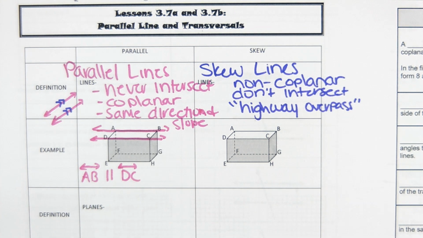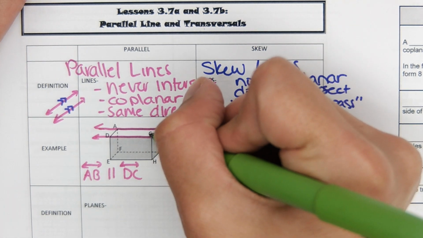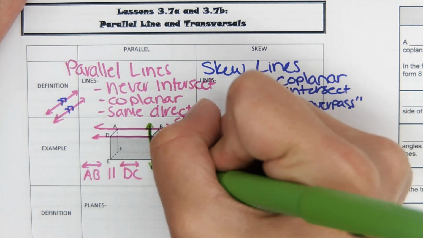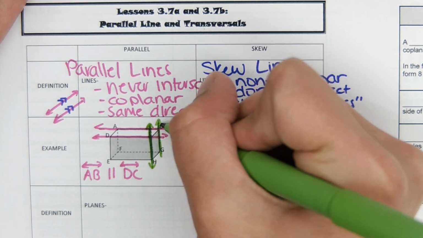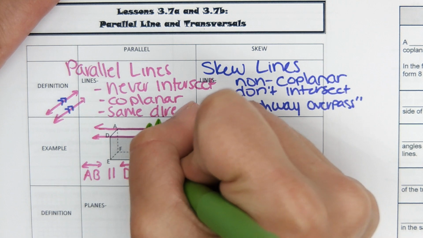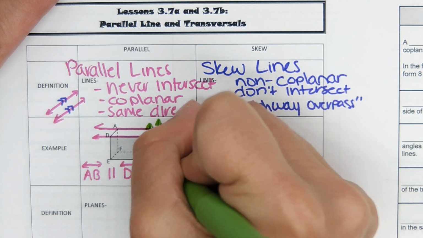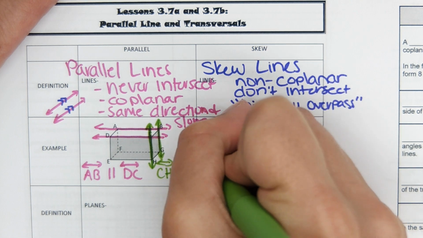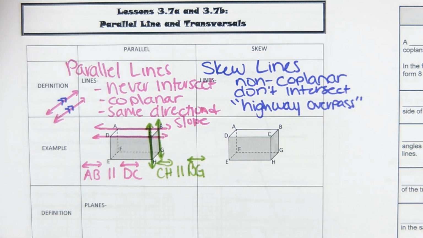Okay, and then another example, there's a lot of parallel lines here, so maybe CH right here is parallel to BG. So line CH is parallel to line BG. And there's more, but the picture would get very crowded.